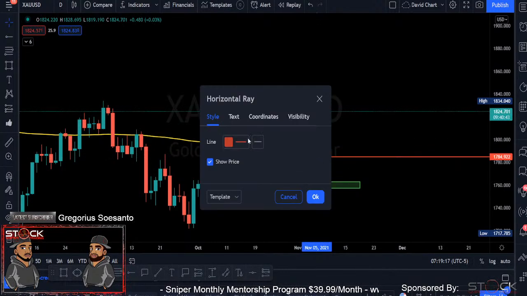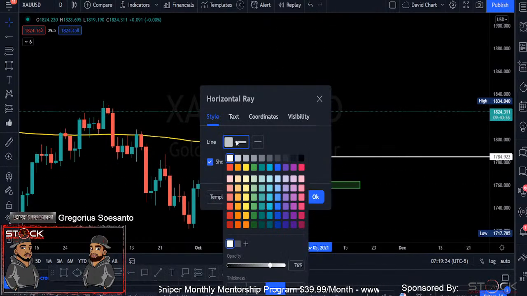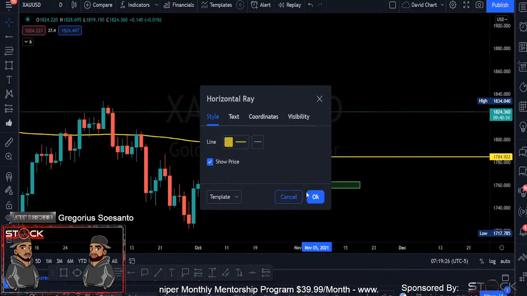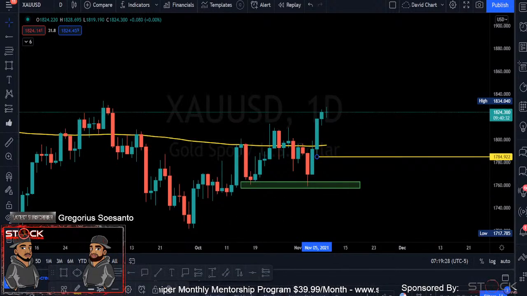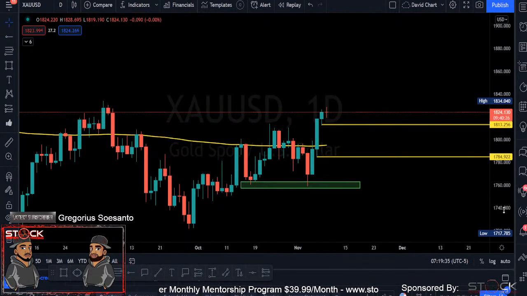So let's erase this, make it white for higher time frame. Actually, you know what, guys, let's change it up today. Let's go with yellow. A quick little change here on the fly. So yellow is going to be higher time frame support and resistance.